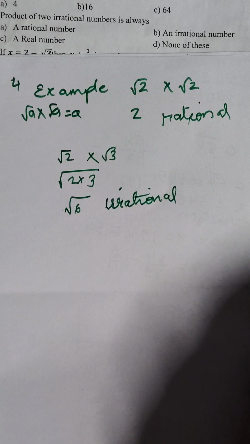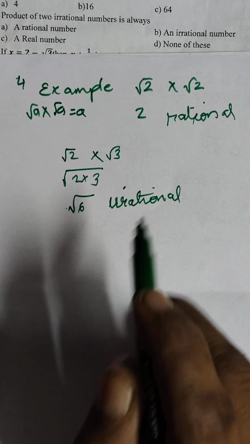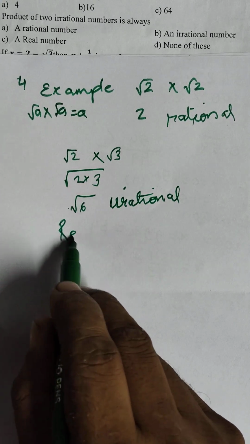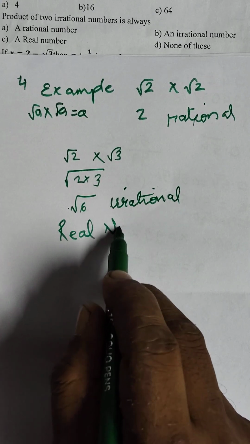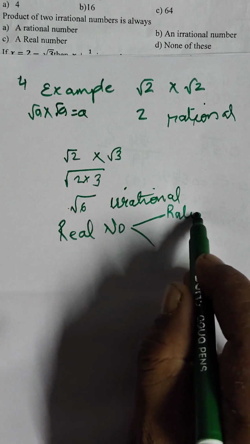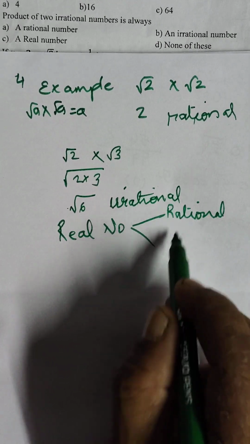Therefore we can say that rational and irrational numbers together are called real numbers. So real numbers come under two categories: one is rational numbers, another is irrational numbers.